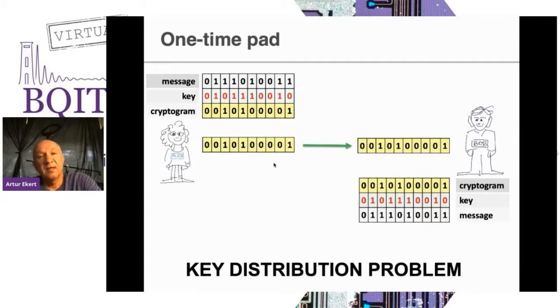And in fact, the founder of information theory, Claude Shannon, was the one who proved that as long as the key is truly random, as long as it has the same length as the message, and it's never reused, then this is a perfect cipher. There's no way to break it. No matter how many cryptograms you intercept and analyze, you will not find anything but just a random sequence of zeros and ones. Now, what is important, though, is that you cannot recycle this key.